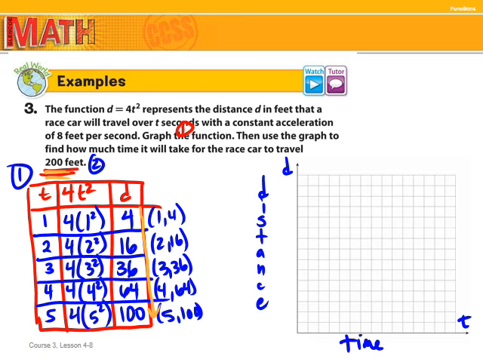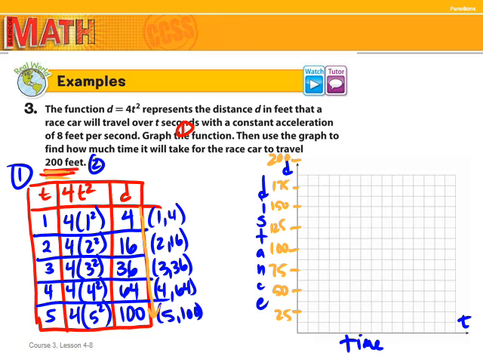So I'll go 50, 100, and that's going to be too much in between. Or not enough in between. Let's go 25. 25, 50, 75. So every 2, I'm going up by 25. 100, 125, 150, 175, and 200 will be about right there. Okay, so let's start plotting.